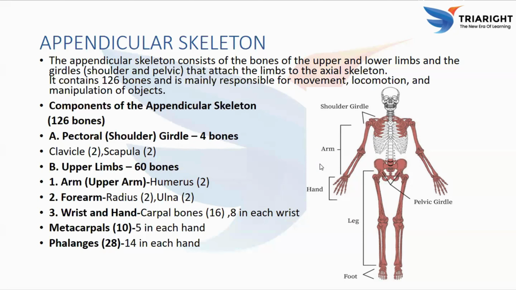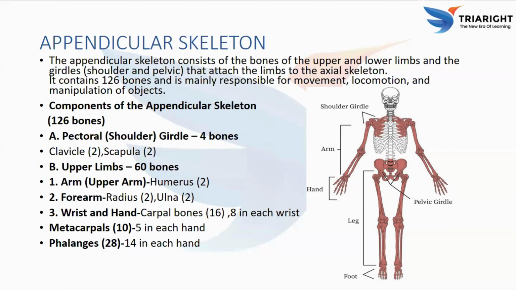So how many bones does this appendicular skeleton consist of? This consists of 126 bones. So what are the main functions of the appendicular skeleton? Movement, locomotion like walking or running, manipulation of objects, grasping, holding and writing.